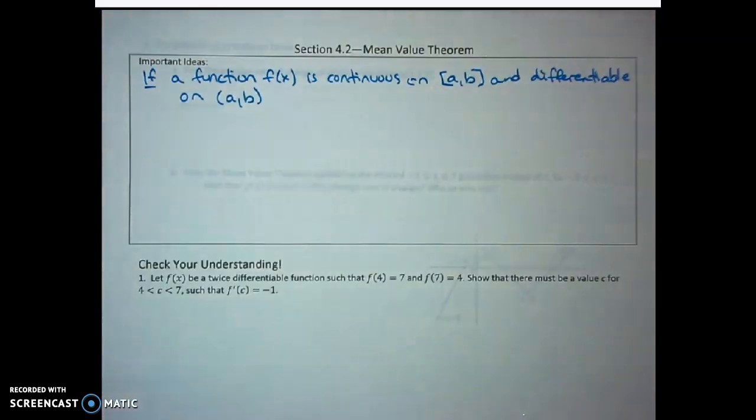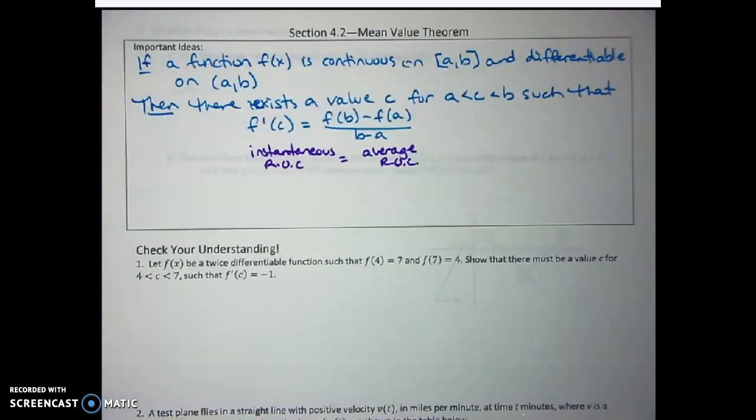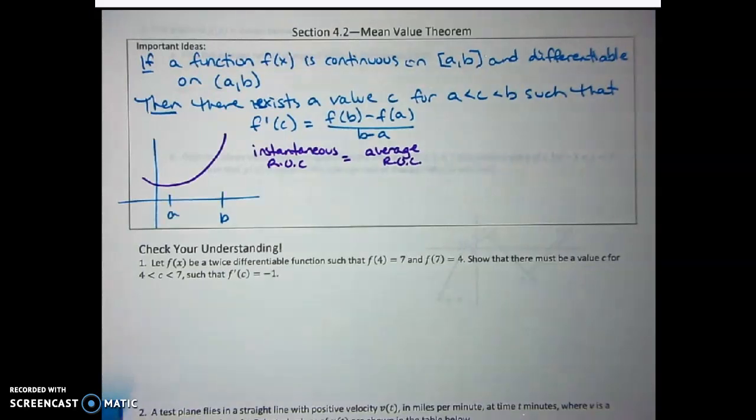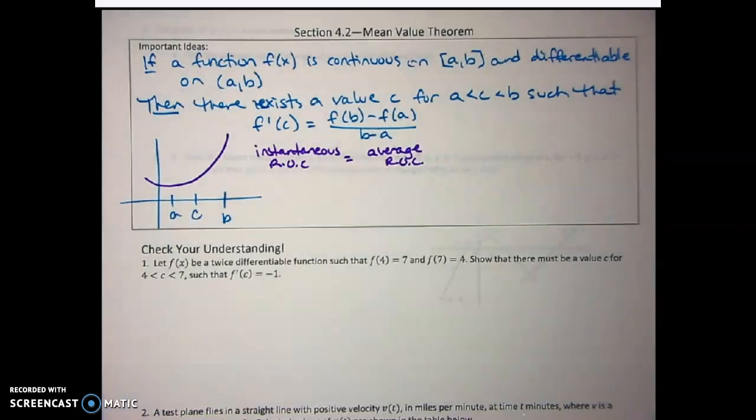Then what is the mean value theorem? It states that if a function f of x is continuous on the closed interval a to b, and differentiable on the same but open interval a to b, then there exists a value c between a and b such that f prime of c, the instantaneous rate of change, equals basically the slope formula, the average rate of change. Let's take a look at what this looks like graphically. There I have a function that is continuous and differentiable on the interval from a to b, and there's a value c between a and b.